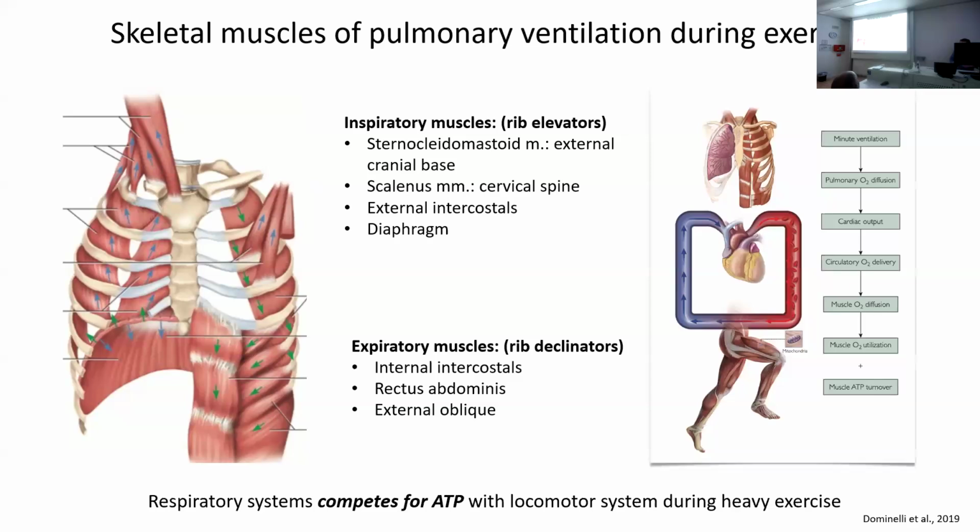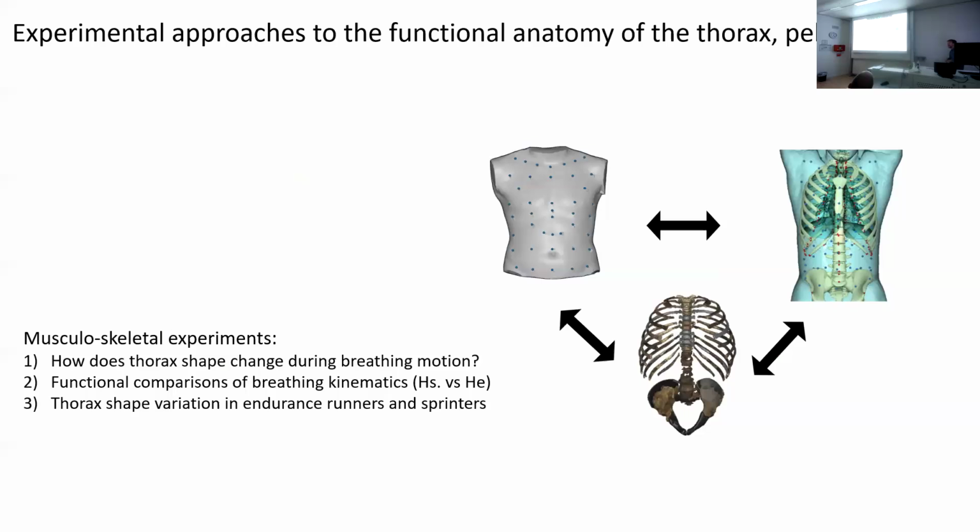And so if we now connect again the respiratory system with the locomotor system, it has been proposed by Dominelli that during heavy exercise, both systems compete with each other for energy. And therefore it makes sense to understand what shape variation in the context of breathing kinematics could imply in an energetic context. Therefore, in the second half of my talk, I just want to show some different experimental approaches that we are carrying out in order to address this question.